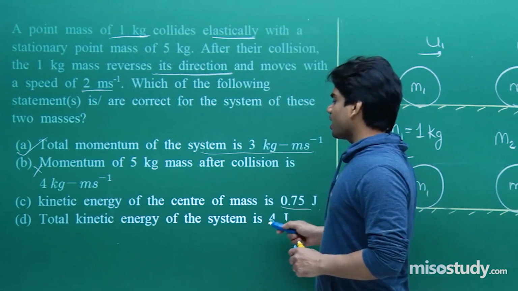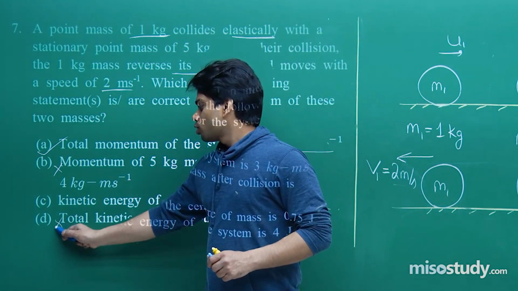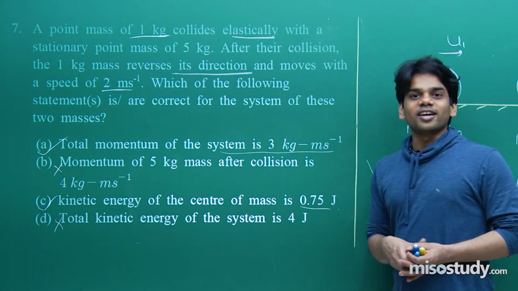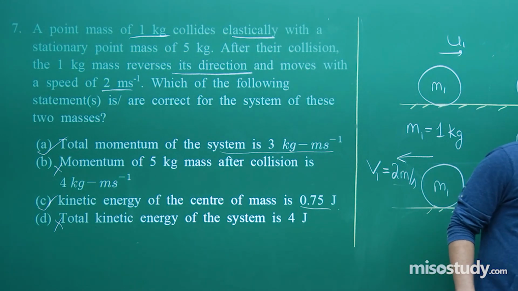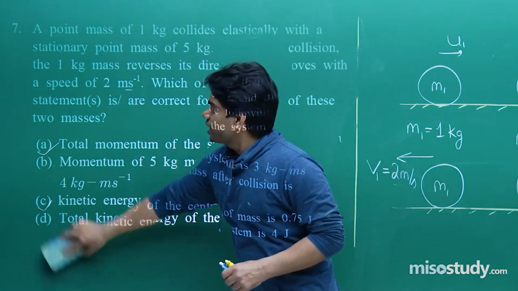This is correct, and total kinetic energy is 4.5 joule, not 4 joule. So this is incorrect. So option number C is correct, option number A is correct, B and D are incorrect for this question. I hope that you have obtained how to solve such a question. Let's go ahead with the next one.